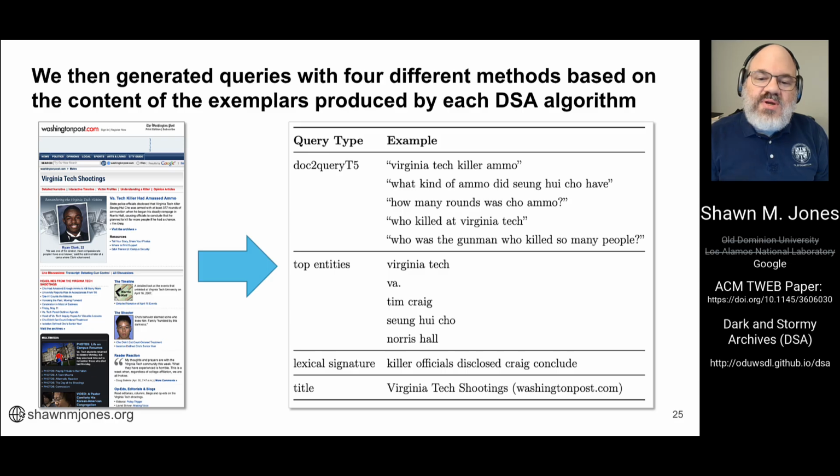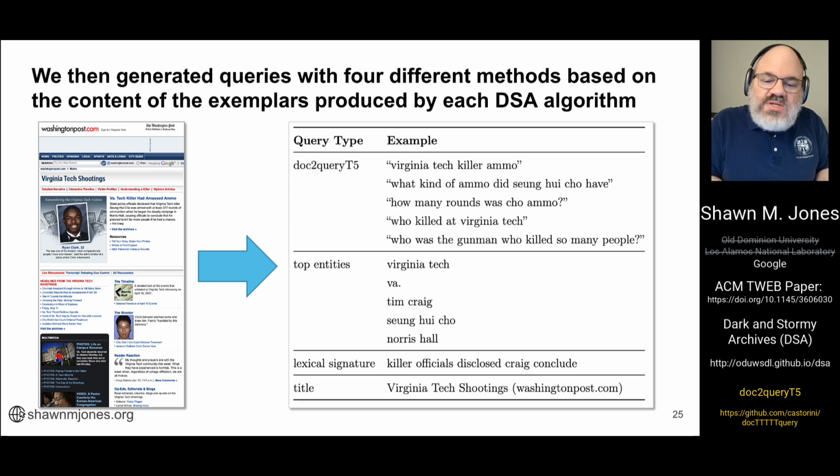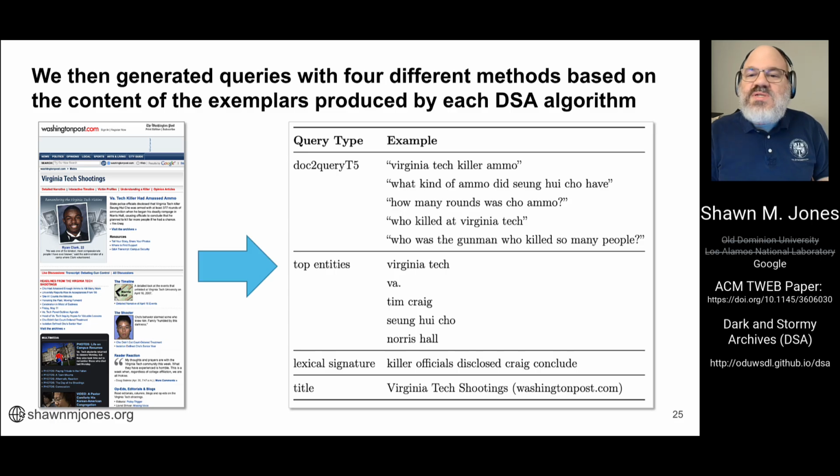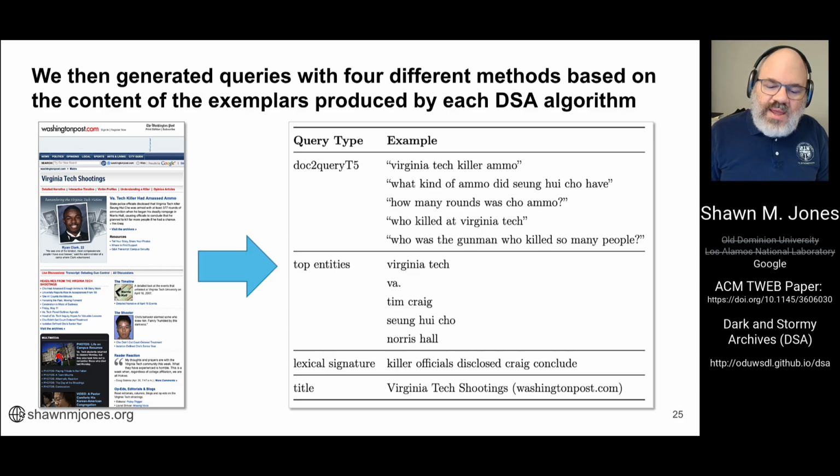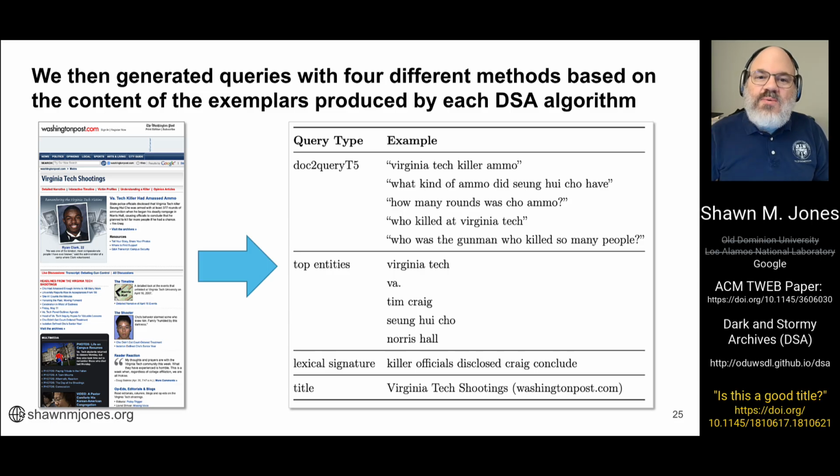So we used the doc2query T5 method to generate queries that were very similar to what a human would type. And then we also decided to create queries based off of top entities, which simulates a human that's just looking for a particular topic. We developed a lexical signature, which represented a human who was trying to find something but didn't exactly remember what it was they were looking for. And then finally, the title is for a human that remembers the title of the document that they want to find, which turns out to be one of the most reliable methods for finding things on the web, according to other research.